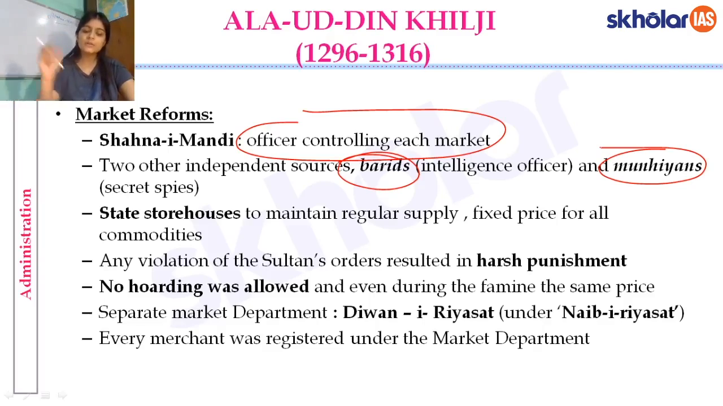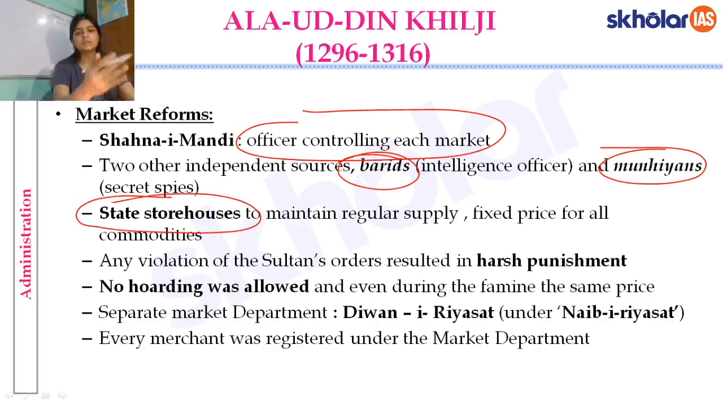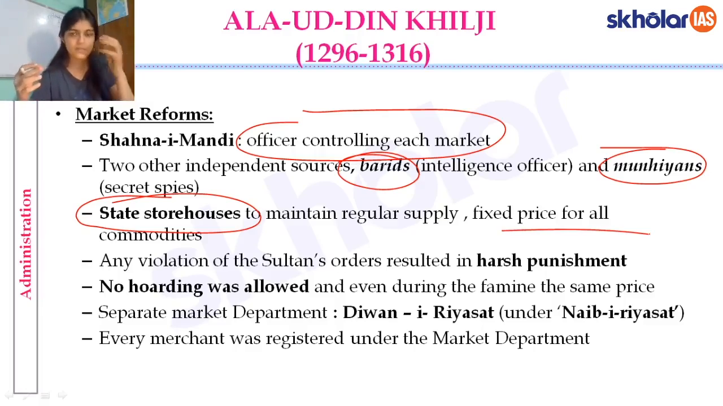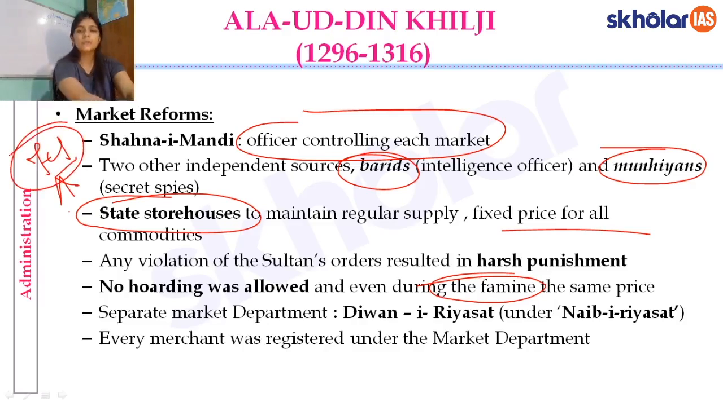He also established some state storehouses to maintain regular supply, and he fixed the price for all commodities. Why the state storehouses? So that if there's a scarcity, even during famines, the prices stayed the same. How was that possible? Because the state storehouses would come into the picture if there was a scarcity. Essentially, you can understand their role as similar to what FCI, the Food Corporation of India, does in the present times. And despite all this, if somebody tries to violate the Sultan's orders, there was going to be very harsh punishment.